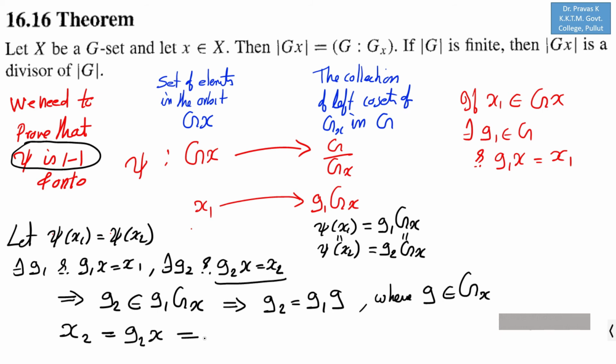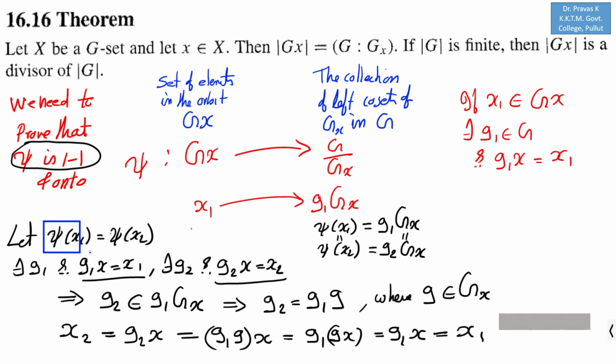So if you start with x2, you can have x2 is equal to g2x, and this is the same as g1 gx, since g2 is g1 g, and this is equal to g1 gx, which is equal to g1x, and that is equal to x1. So we started with psi of x1 equal to psi of x2 and reached at proving that x2 is equal to x1, and hence psi is a 1-1 map.